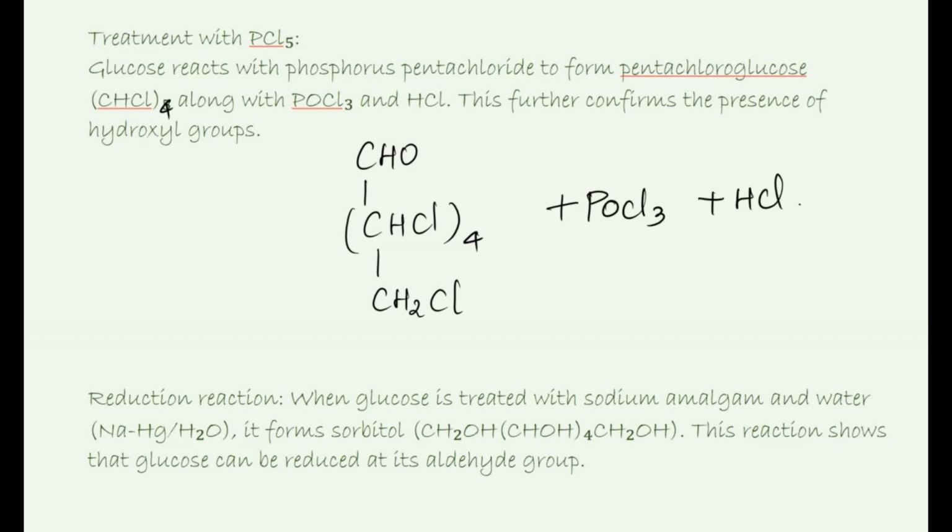We have seen the reaction of PCl5 with hydroxy groups in the alcohol chapter, right? It just replaces the OH group with Cl. The same thing happens here also. It confirms the presence of hydroxyl groups. In total, how many hydroxyl groups are there in glucose? 5.